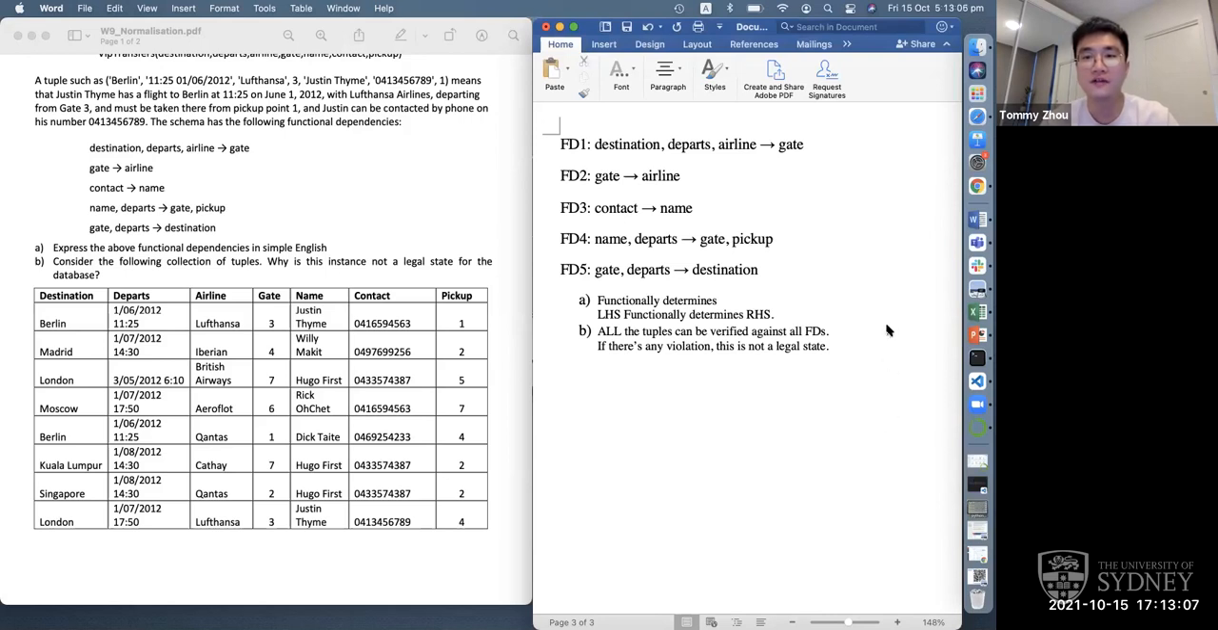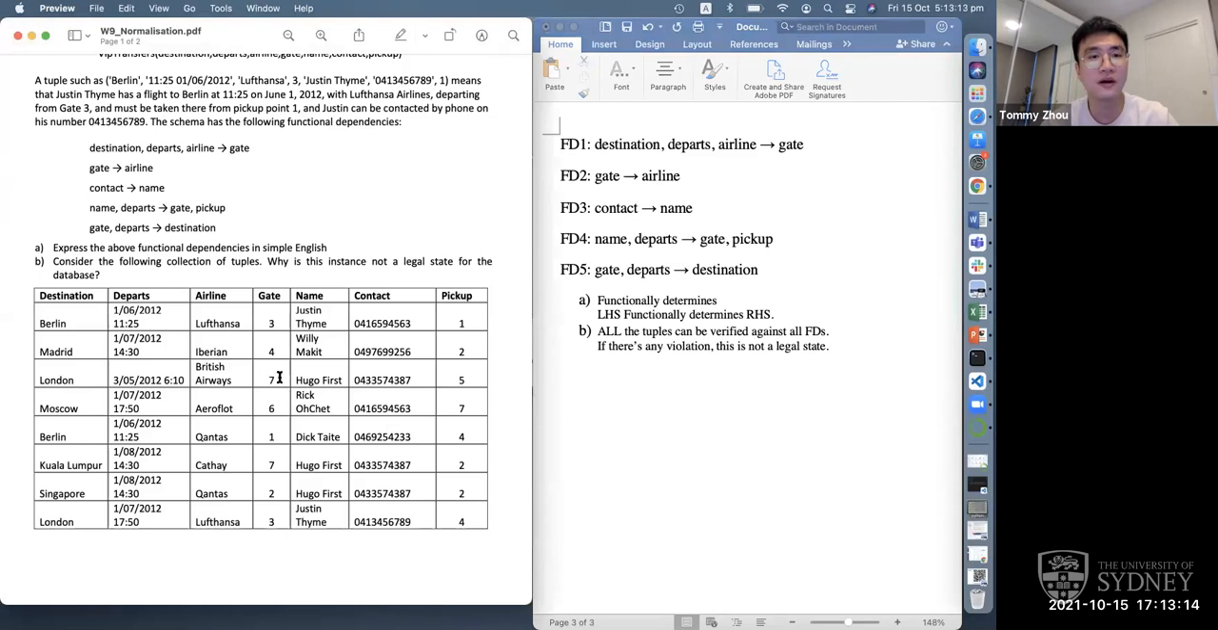Yeah, Joseph, gate 7 against 2 airlines. Against 2 airlines, what do you mean? So gate 7, we have 7 here and also here. But by comparing that with FD2, from gate to airline, that means each gate should direct you to exactly one airline, right? Do we have the same airline for gate 7? No, we have British Airways and Cathay for gate 7.